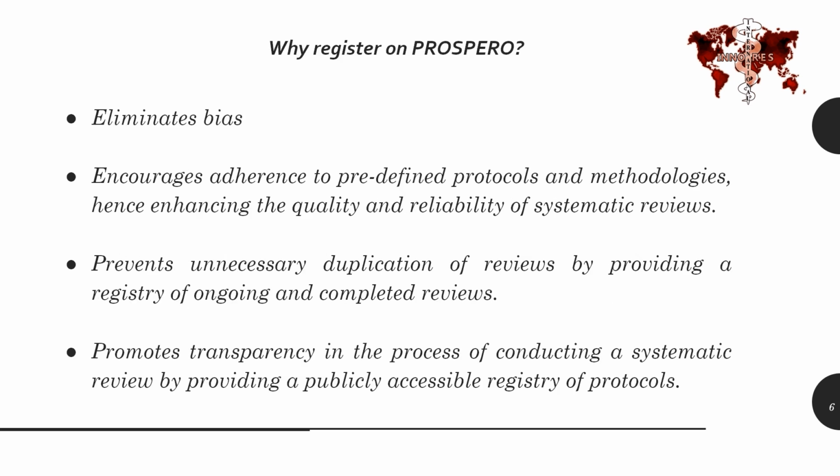Prospero helps eliminate bias by encouraging adherence to predefined protocols and methodologies, enhancing the quality and reliability of systematic reviews. This adherence reduces post hoc adjustments, ensuring rigor and reproducibility. By providing a registry of ongoing and completed reviews, Prospero prevents unnecessary duplication, saving time and resources.